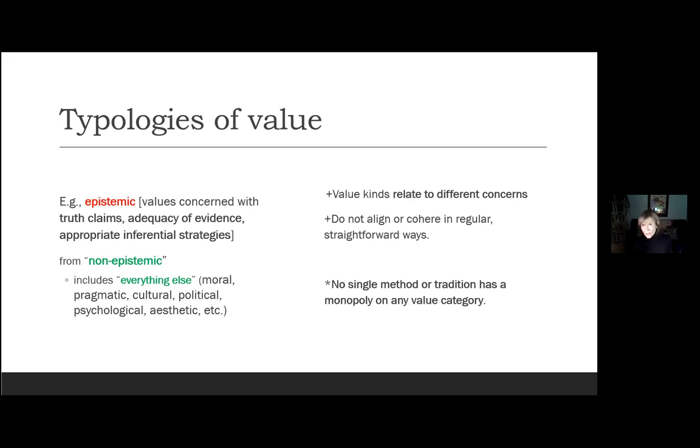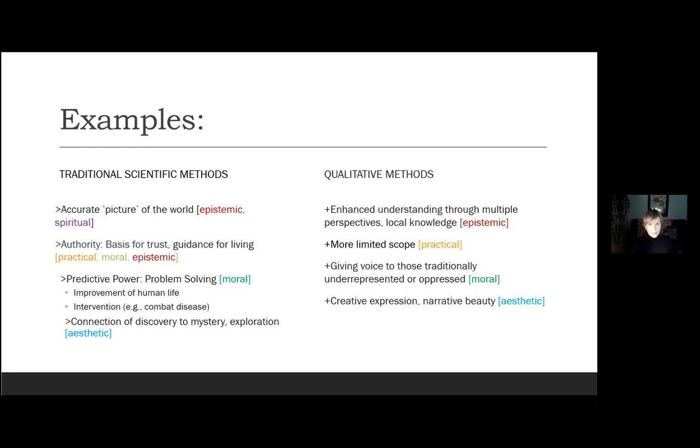But the important thing, I think, is to relay that value kinds relate to different concerns, and also that they do not align with methods or cohere in regular or straightforward ways. So no single tradition, no single method has a monopoly on any value category. And I want to give just some examples for the sake of illustration here.